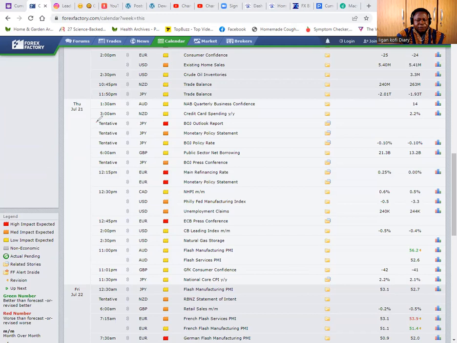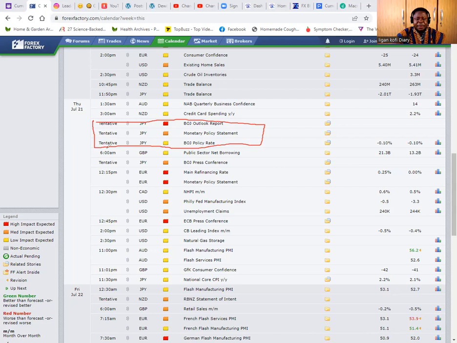Yes. So on Thursday, around 4 a.m., after 3 a.m., look at it. There's going to be this news on JPY. It's a very serious news. Monetary policy statement, and then Bank of Japan policy rates. This news is going to move the market heavily. So we all need to be cautious of it.